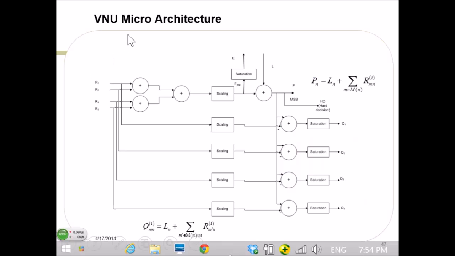And then the variable node unit is, again, as I said, more of an additions. So you're computing the p value using this equation, and then you are removing its own message here.